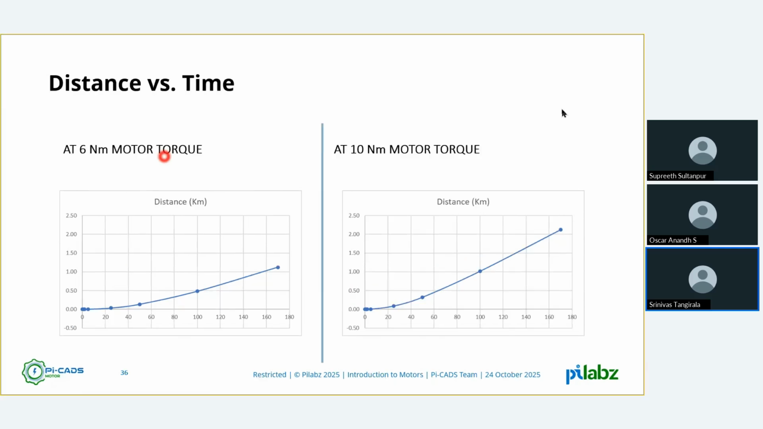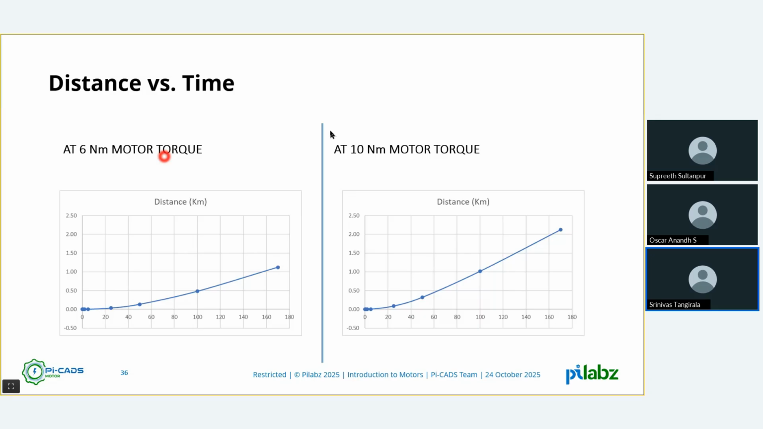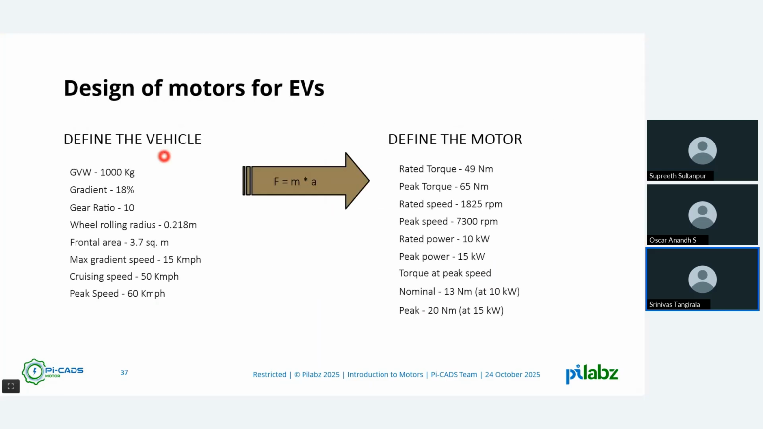So basically, the way these numbers are arrived at is there is an Excel sheet. I don't want to go into the details of the calculations, but basically you arrive at the peak torque, peak speed, and all these characteristics of the motor. And distance versus time for a 6 Newton meter motor torque, it goes up to maybe 1 kilometer, but for the 10 Newton meter torque motor, you go a longer distance of 2 kilometers, in the same time, 160 seconds. So all these are calculated using an Excel sheet, using the same formula that I showed you.